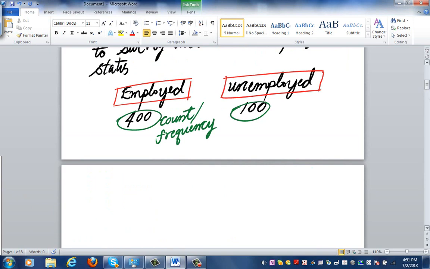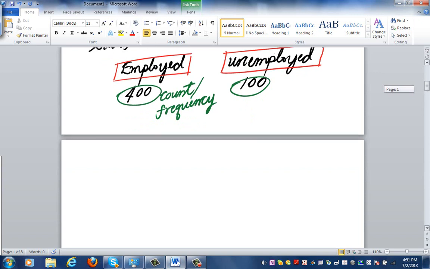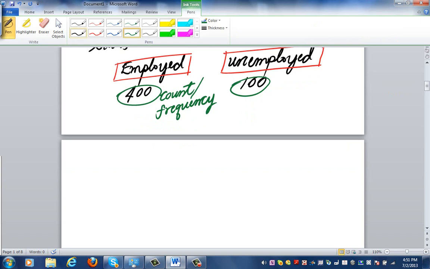All right, so now how do we represent this information using a graph? Well, the first graph that I'm going to use is called a bar graph. So how do we represent this data using a bar graph? Basically, each category will be represented by a bar or a rectangle.